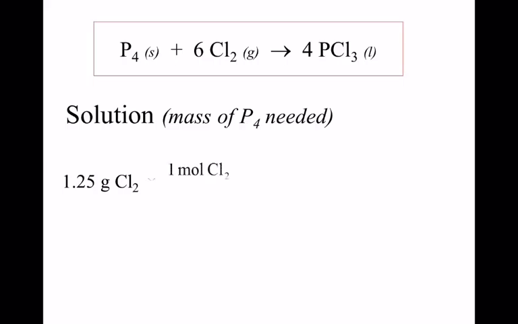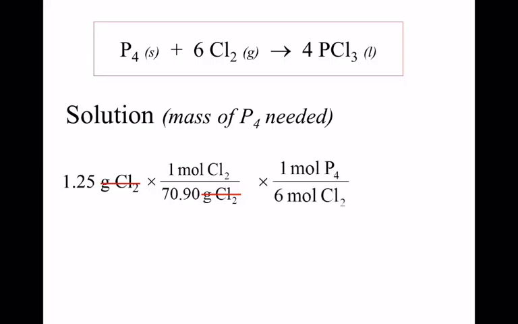So we're going to put 1 mole of Cl2 over 70.90 grams of Cl2. So now grams of Cl2 have canceled. We're in good shape. Now is kind of what I call the heart of the stoichiometric calculation. We're going to use a ratio from the balanced chemical equation. That 6 means 6 moles of Cl2, so that's actually going to go on the bottom. The implied 1 in front of the P4 means 1 mole of P4, so that's going to go on top. So we have 1 mole of P4 over 6 moles of Cl2. Moles of Cl2 cancel. And we're almost done.